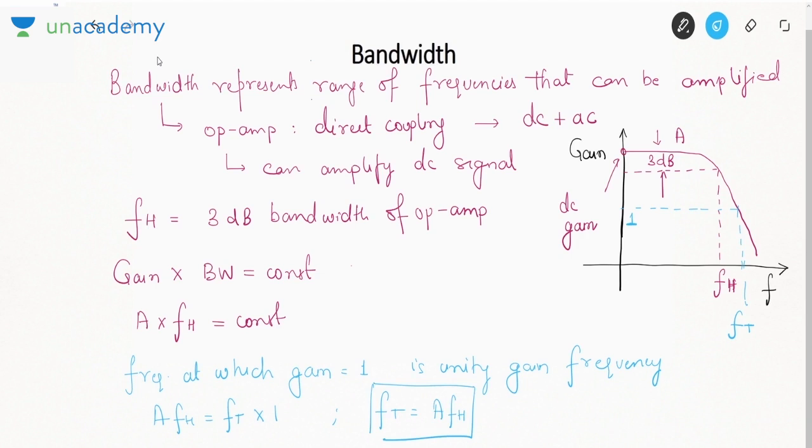So remember, what is the speciality about Opamp? Opamp can amplify the DC as well as AC signal. So its frequency response will start from 0 frequency, and remember one concept always, that gain into bandwidth is always constant.